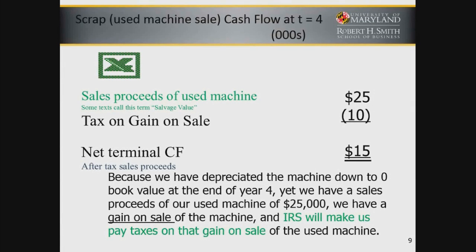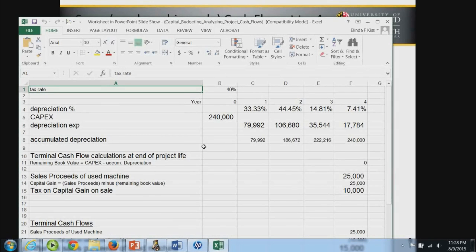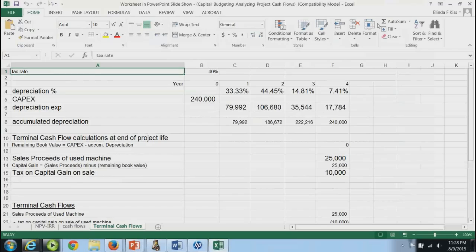Now, we also have relevant cash flows. We've talked about year 0. We've talked about the operating cash flows. We also have some end-of-life cash flows. We said that we can sell the used machine for $25,000. Now we're in the 40% tax bracket. That is completely a gain. We had depreciated down to 0. So there will be a tax on our gain, and our net terminal cash flow is $15,000 from selling the machine after subtracting our tax. And again, if you click on this link, you will see here the terminal cash flows.